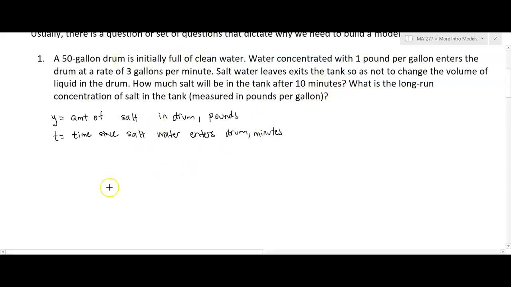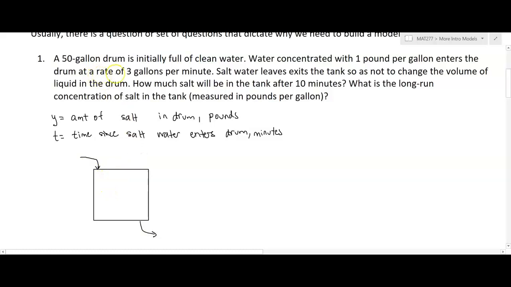Now I'm going to build a model for my drum. So I'm not going to draw a big fancy drum, but you can if you want. This is sort of the bathtub analogy. The bathtub analogy says that you have something coming in, you have something going out. We've got to think about what's going in and what's coming out. So imagine that this is the top of our drum.